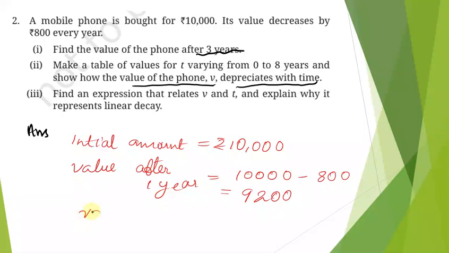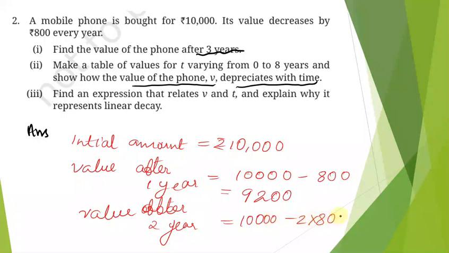Right. Now value after 2 years. Isn't it? Value after 2 years means 10,000 minus 2 into 800, or you can do 9,200 minus 800 also. So what will it be? You will get it as 8,400.